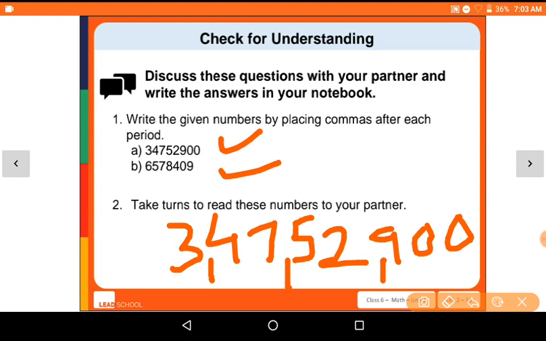So this is considered as 3,47,52,900. अब हम बोलेंगे कहाँ से, रीड कहाँ से करेंगे, लेफ्ट साइड से, और जब हम कॉमा रखेंगे वो कहाँ से करेंगे, राइट साइड से लेफ्ट साइड की ओर। समझ में आ रहा है ना। So this is the 3,47,52,900, ऐसे हमने रख दिया, but how can we read it?